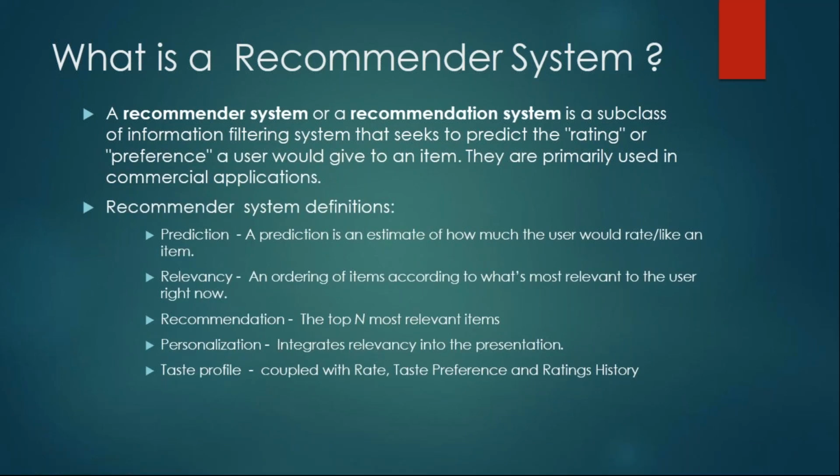This is very common; we will be using prediction, where you can estimate how much the user would rate or like an item. Relevancy ordering, what is most relevant to the user. Then recommendation, the top and most relevant items, and personalization of taste. I think this is very common, and you don't need many explanations.